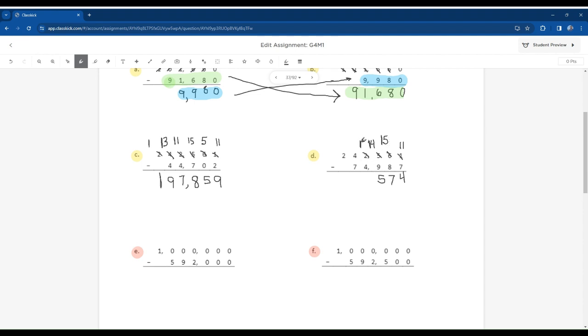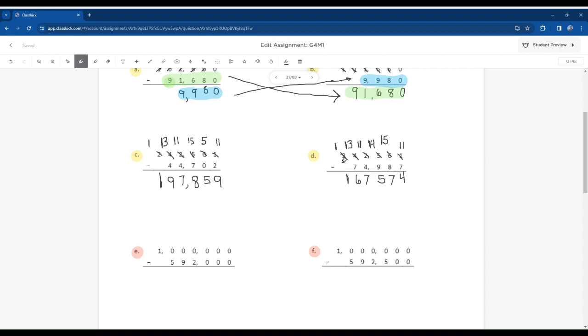1 minus 4, I'll have to regroup 4. So regroup 4 10,000s for 3 10,000s to give me 10 extra thousands to play with. 11 minus 4 is 7. 3 minus 7, need to regroup again. So I'm going to regroup over here 2 100,000s for 100,000. That'll give me 10 extra 10,000s to play with. 13 minus 7 is 6. And 1 minus nothing is 1.